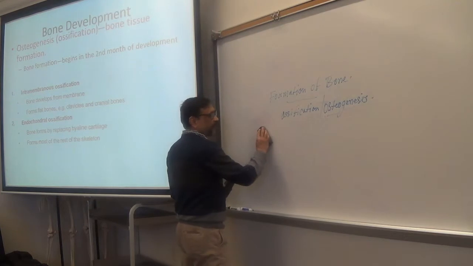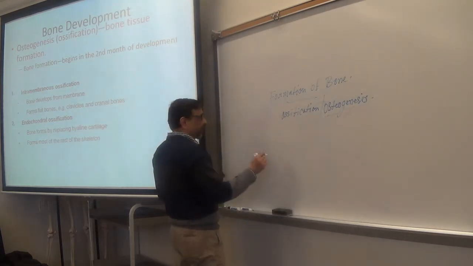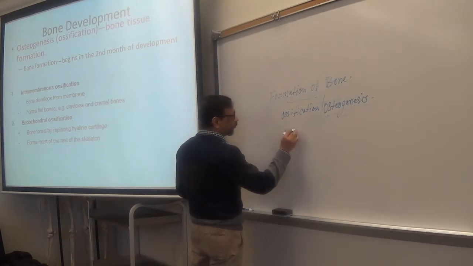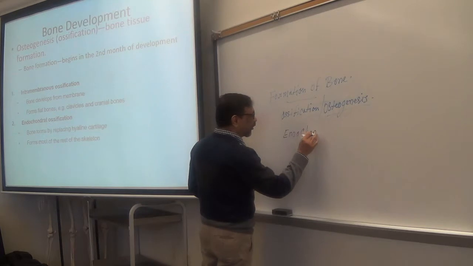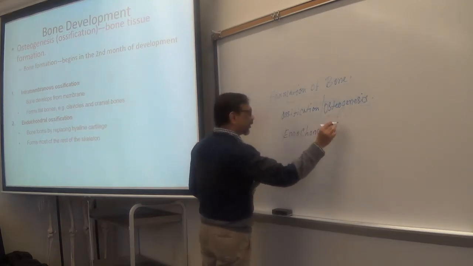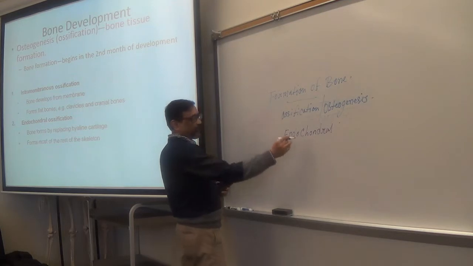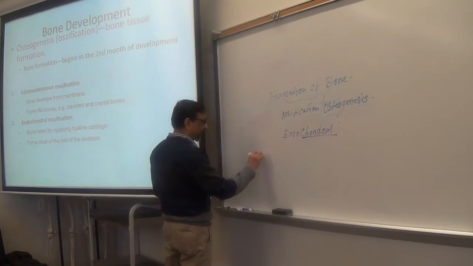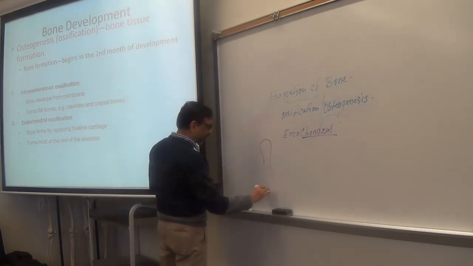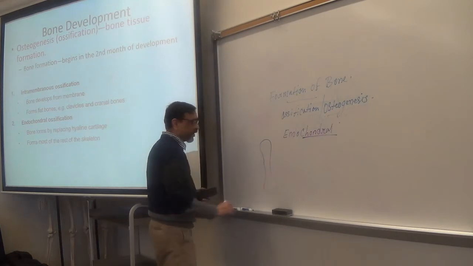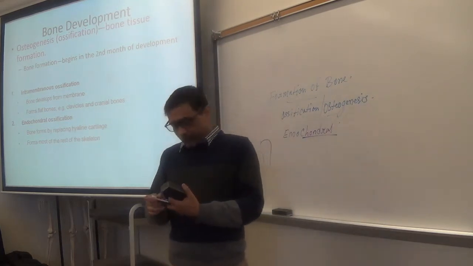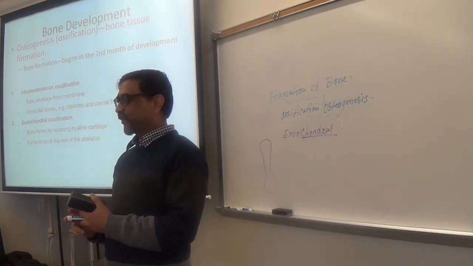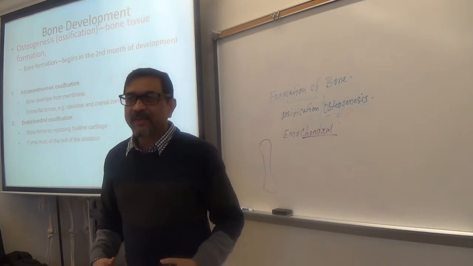Now another type of ossification, which is called endochondral or intrachondral ossification. Chondro means what? Anybody? Cartilage, right? That I just mentioned a few minutes ago. Chondro means cartilage. Whole fetal skeleton is what? Bone or cartilage? Whole fetal skeleton is cartilage.